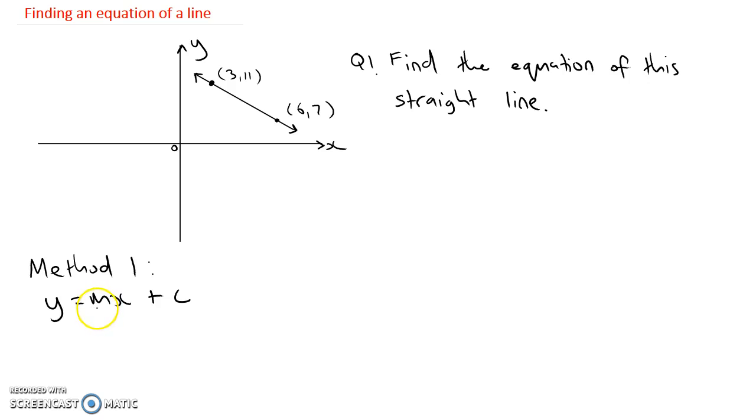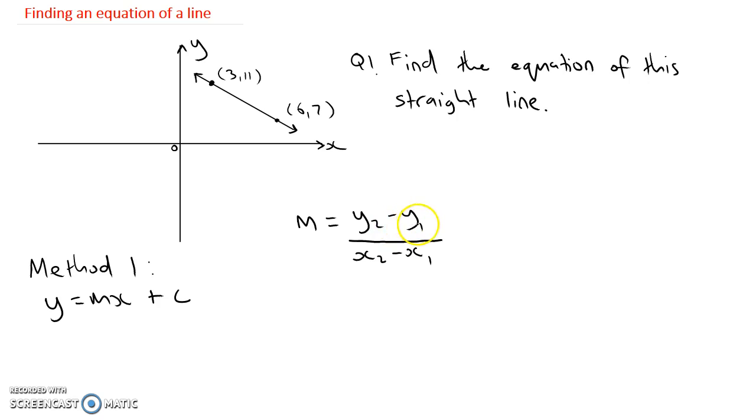Now, the way we find the gradient, when we're given 2 points, is through using the rule m, or gradient, equals y2 minus y1 over x2 minus x1. So that's the change in y over the change in x. In other words, rise over run. This is the same as what we looked at last lesson where we called it rise over run. Rise is your change in y, your vertical change. The run is the change in x, so the horizontal change.